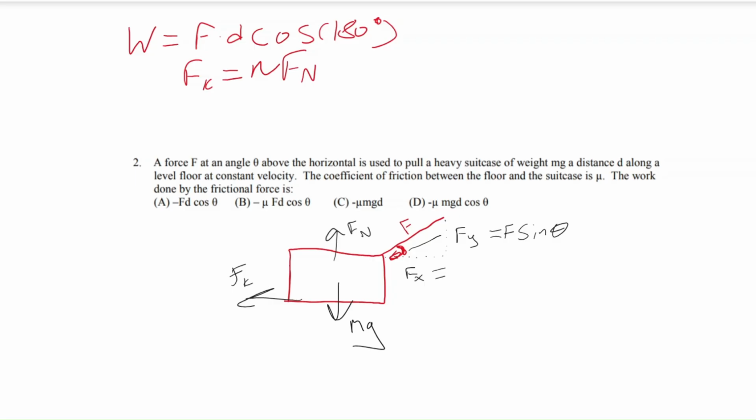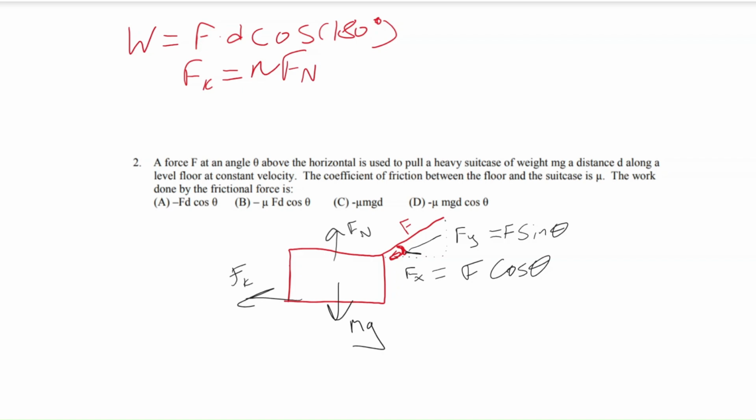Here we have adjacent, and if we remember our trig identities, SOHCAHTOA, cosine is adjacent over hypotenuse. So cosine of theta is equal to adjacent, which is force x, over the hypotenuse, which is F. To get Fx by itself, multiply by F, and that cancels out, giving us F cosine theta.